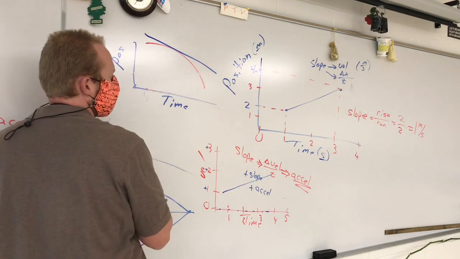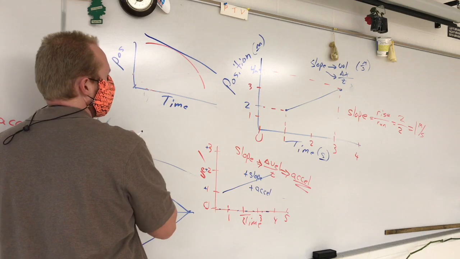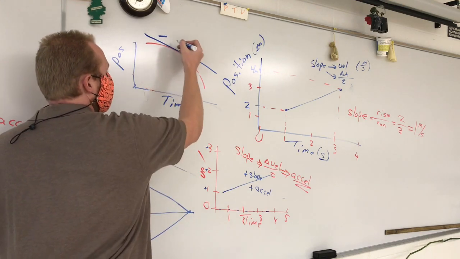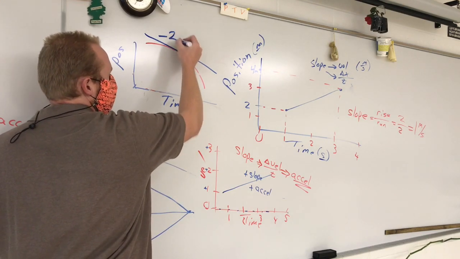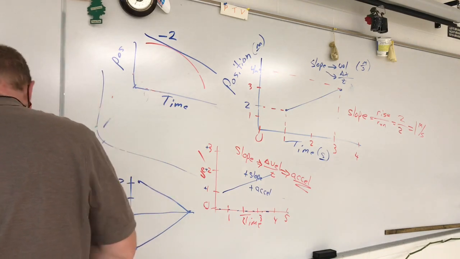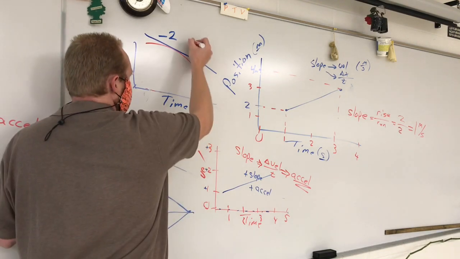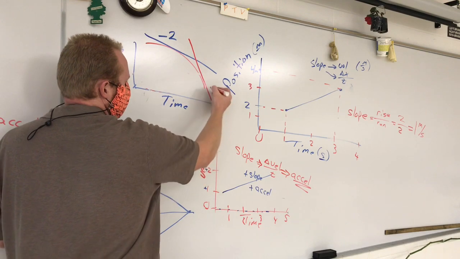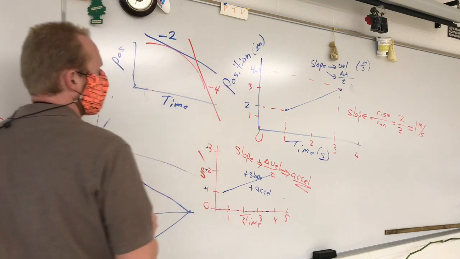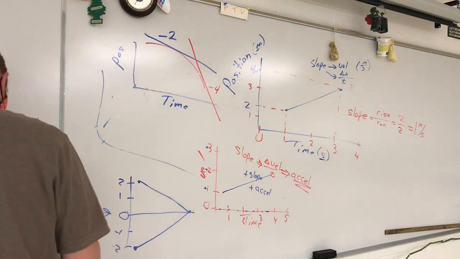If we were to draw that line, what's the slope of that line? Make a number up. Negative what? 2. Okay, that's a negative 2 slope. What is the slope of that made up line? Negative 4. So what is this thing doing? Speeding up or slowing down?